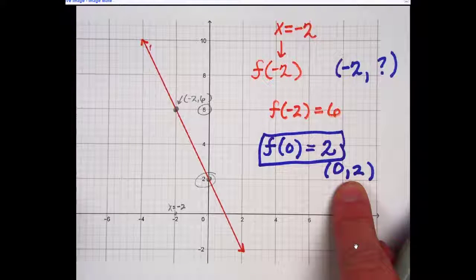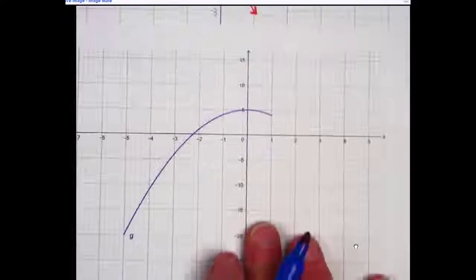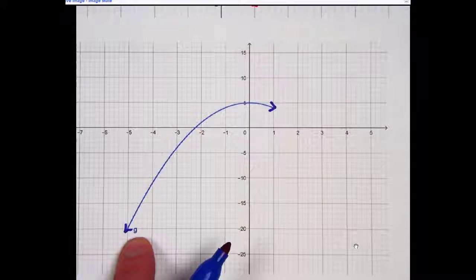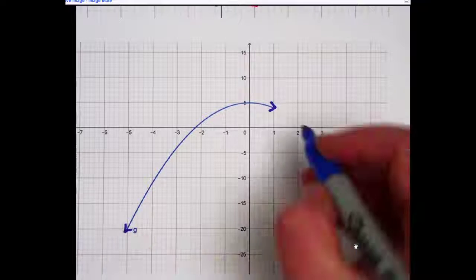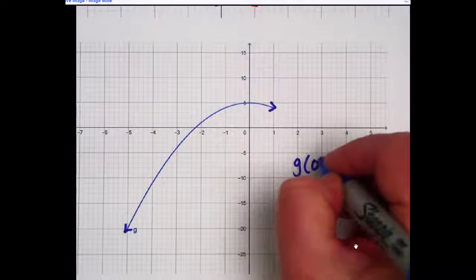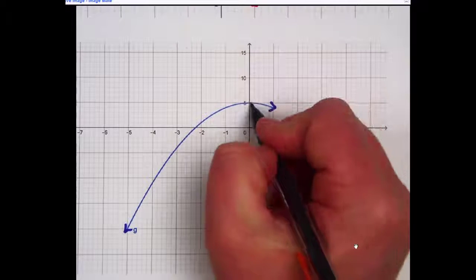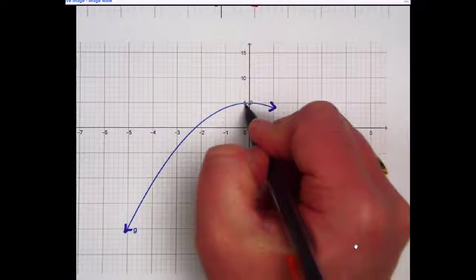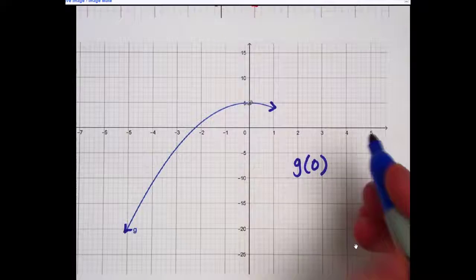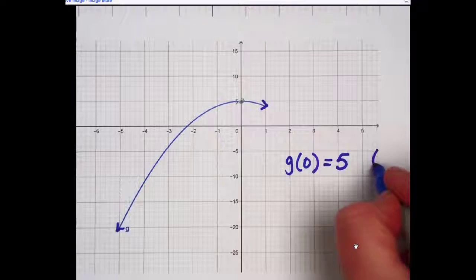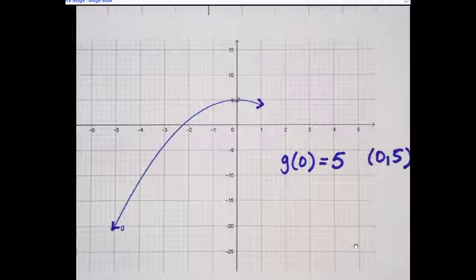All right, let's go down here and do a different graph. Here I'm calling this one G. Okay, see that name? All right, and now let's find G of 0. In other words, x equals 0. I'm going to go here. I'm going to go to my graph and read off the y value, which says that this is 5. In other words, the point 0, 5 is on this graph.